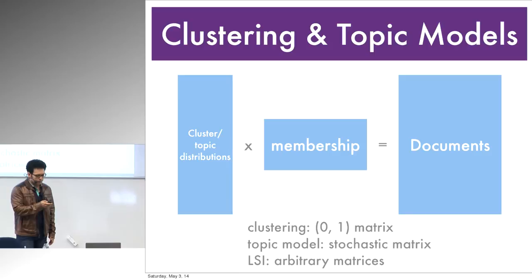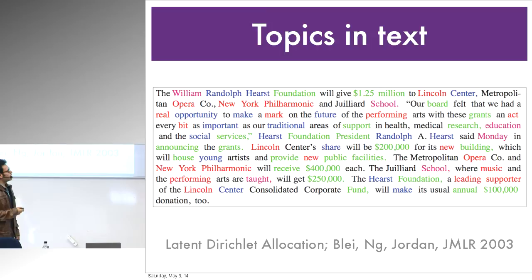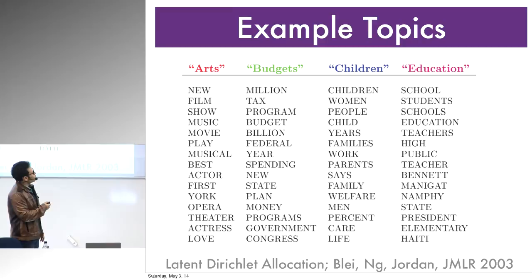So here's an example. If you apply a topic model to a text document, you should be able to label each word in the corpus as coming from a different topic. The color here denotes the topic where the word comes from. And here is an example of the topics that you get. Each topic, we'll call it a cluster as well, is just a unigram distribution over the vocabulary.